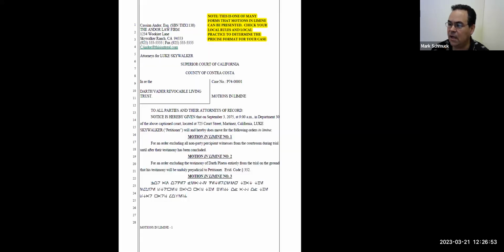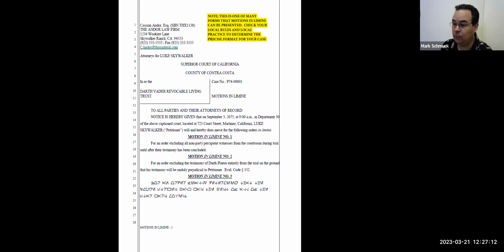As per usual, I've got a sample form here for what motions in limine might look like. Now, please take notice of the note up at the top. This is one of many different kinds of forms that you could use for motions in limine.